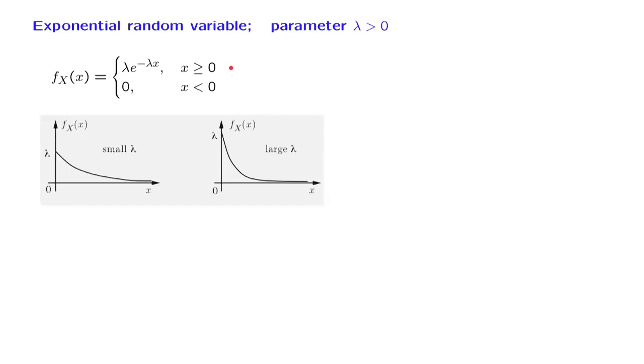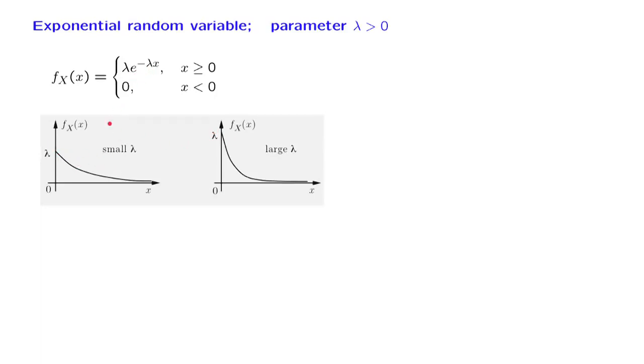The shape of the PDF is as shown in this diagram. It's 0 for negative values, and then for positive values it starts off at a value equal to lambda. This is because if you plug in x equal to 0 in this expression, you get lambda times e to the 0, which leaves you just with lambda. So it starts off at lambda and then it decays at the rate of lambda.